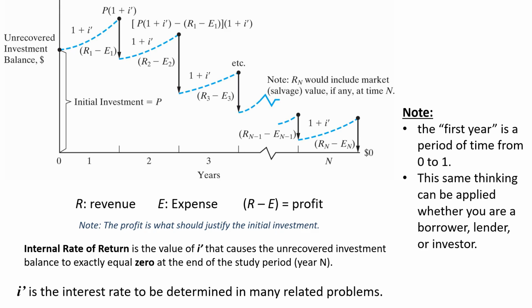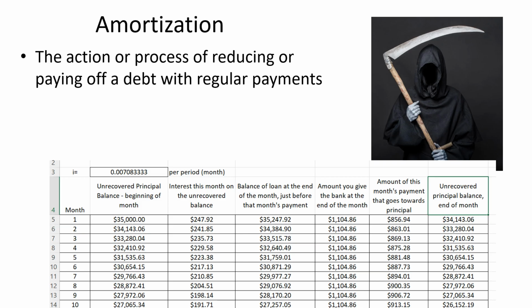So i prime is some unknown interest rate that we have to solve for in a lot of problems. If I ask you to find the unrecovered investment balance over time, I would give you an interest rate. But in other cases, you're trying to find what is the interest rate that causes break even within a certain number of years. All right, this is closely related to the concept of amortization. And this word has the Latin root mort. Kind of sounds like mortician, which you know is somebody who handles dead bodies. Amortization means the death of a loan.